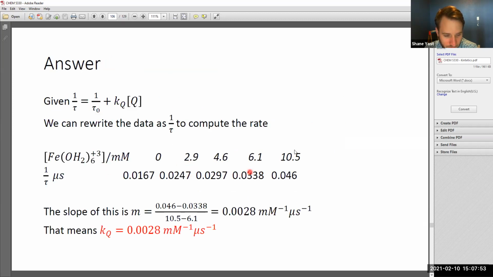So all you need to do for this data is calculate 1 over that lifetime at these different concentrations. And then you would plot it and fit it to get the slope. But here, I'm just going to take the difference between these last 2 points to calculate the slope, and I get 0.0028 inverse millimolar, inverse microseconds.